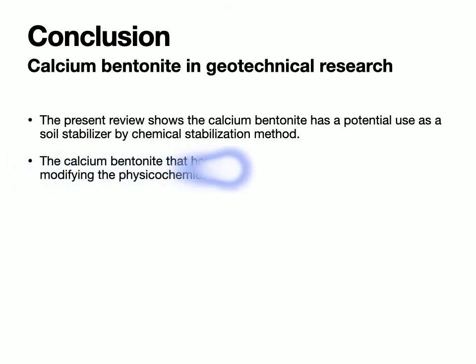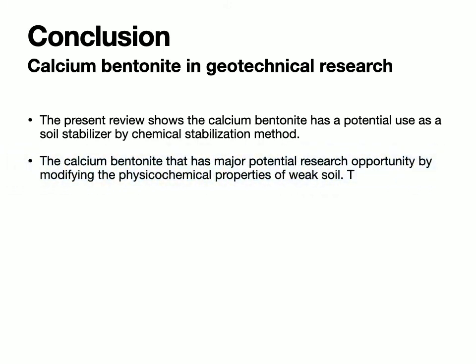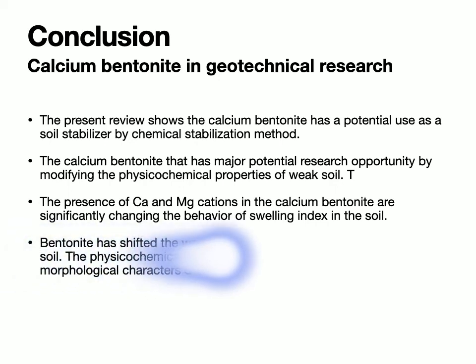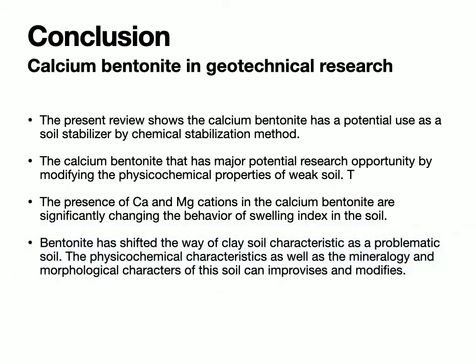Finally, last but not least, the present review shows that calcium bentonite has potential use as a soil stabilizer in biochemical stabilization methods, and it has major potential and research opportunity to modify the physical and chemical properties of weak soil. With the presence of calcium and magnesium cations in calcium bentonite, it significantly changes the swelling index behavior, and it shifts the way clay soil is classified as a problematic soil.